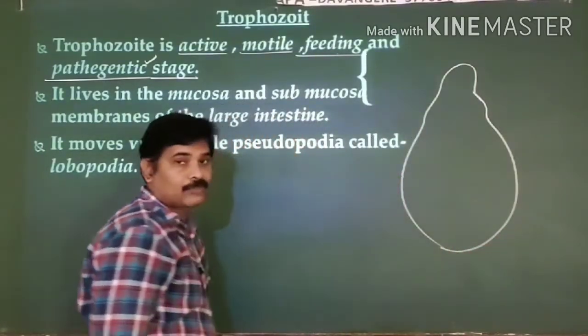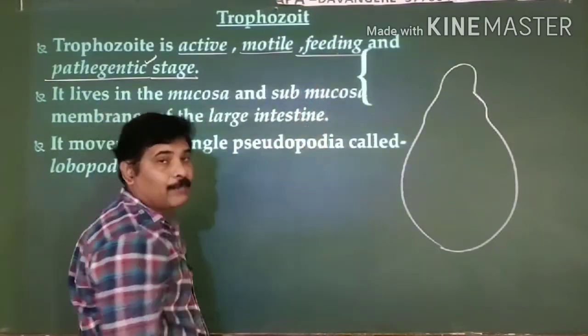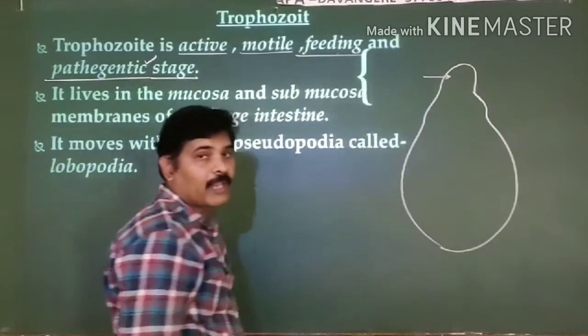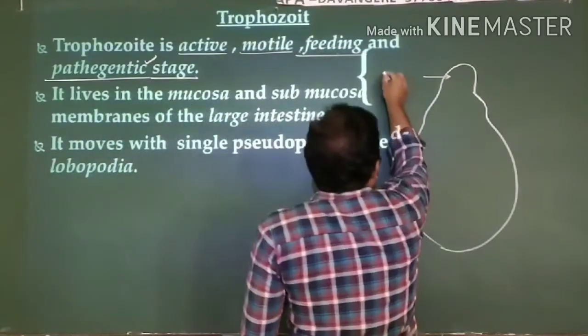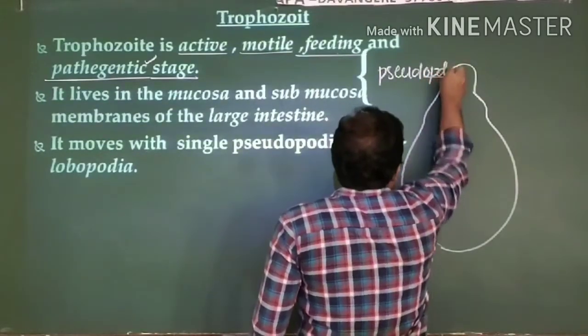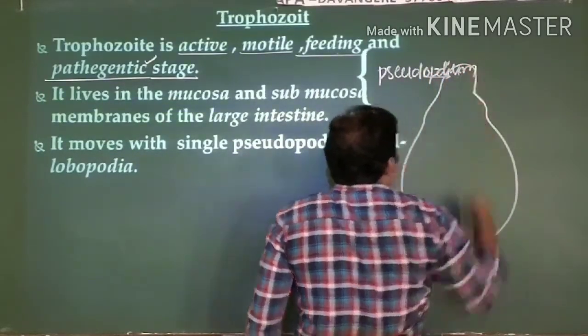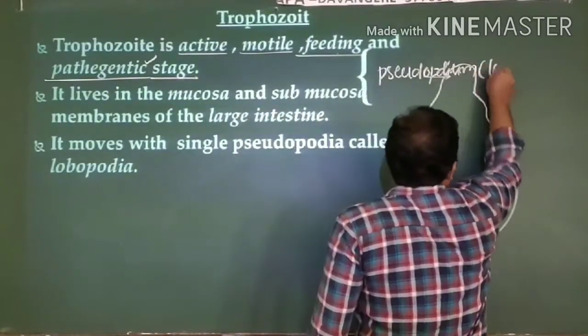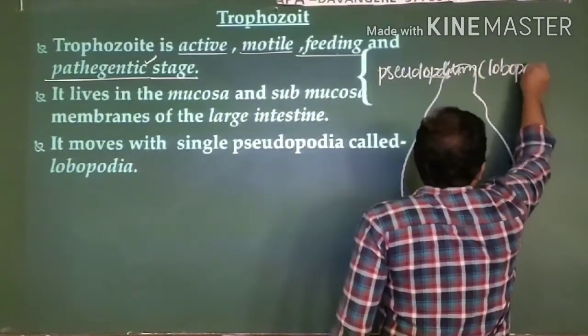This is the structure of the trophozoite. At its extreme anterior end, you can see a single pseudopodium. Pseudopodium is a singular word. This pseudopodium is known as lobopodium.